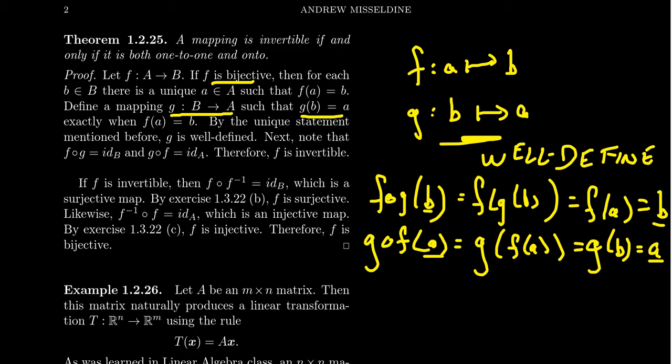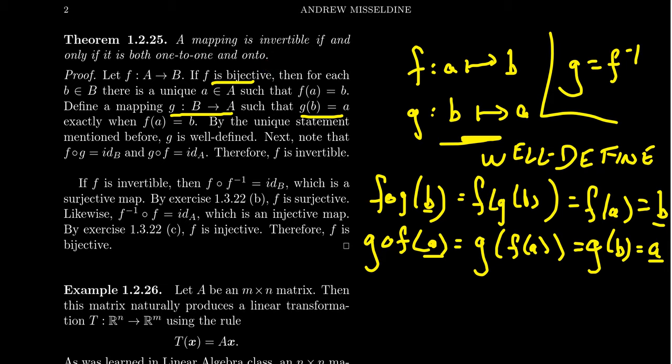And so as b and a were chosen arbitrarily, what we then see is that f of g is just equal to the identity of b, and g of f is just the identity at a. So this shows us that g is an inverse of f, and there's only one inverse, so g is an inverse of f, therefore f is invertible. This gives us the first direction. This shows that bijective implies invertible.